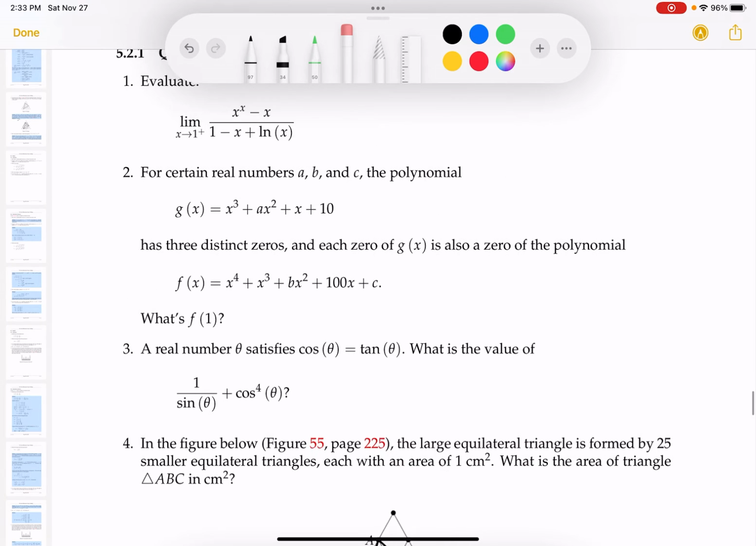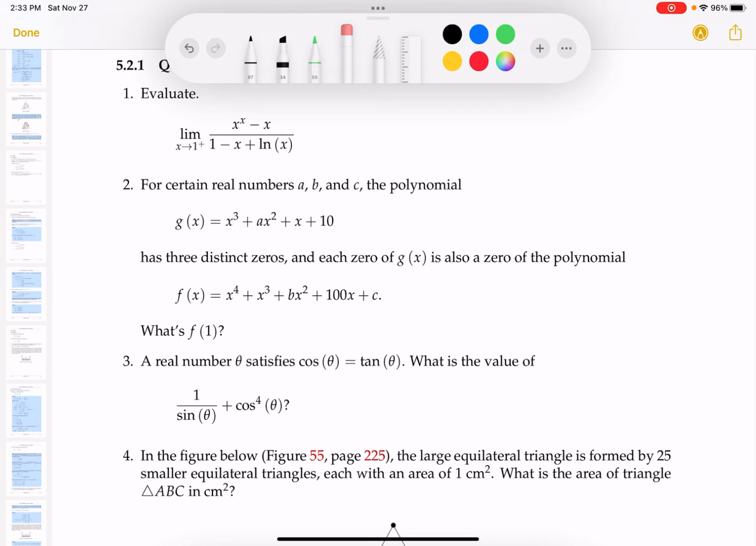And what I'm going to do over there is just, they say for real numbers A, B, and C, the polynomial has 3 distinct zeros. I'm going to write the zeros down as, let me write this over here for you. The zeros for this one would be R1, R2, and R3. And what they say is that they share these with the other polynomial, but the other polynomial is degree 4, so the other polynomial is going to have R1, R2, R3, and R4. I want to point out they're shared.